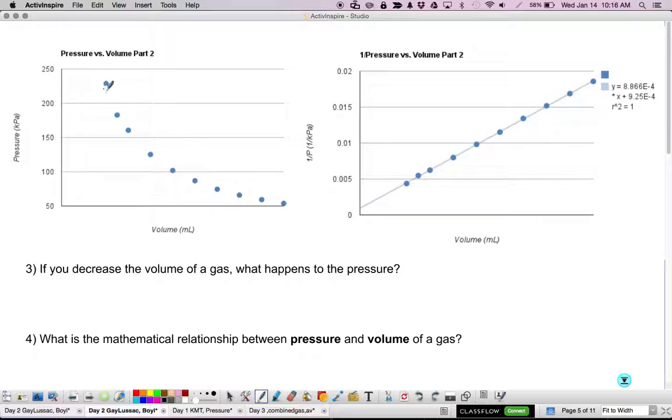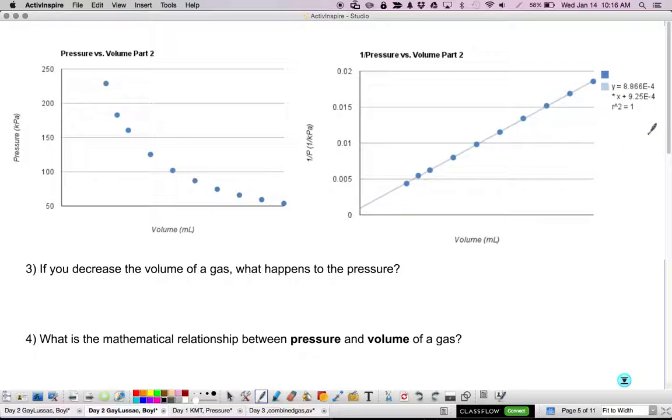And you see this curved line that goes like that, and you should be thinking to yourself, this looks like it's inversely proportional. So you say to yourself, oh, okay, well, what should I do? You should make a graph of 1 over pressure versus volume. And you will see a straight line that goes more or less through the origin.